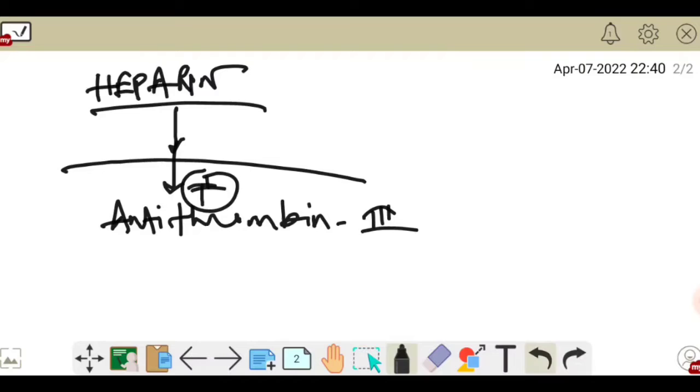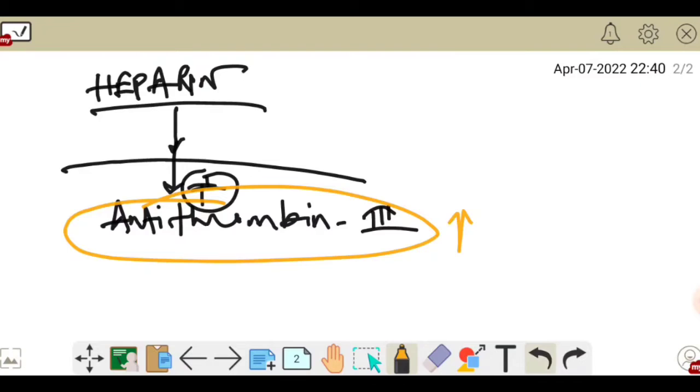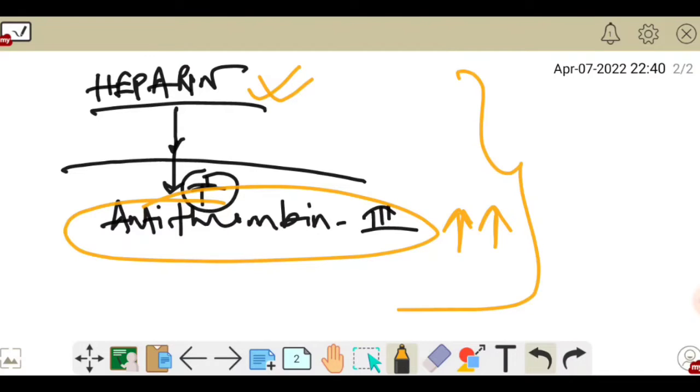So from a direct point of view, we can say that heparin actually accelerates the function of antithrombin 3. It does not have any special function. It only accelerates the function of antithrombin 3 by different mechanisms. So this is the normal overview of the mechanism of action.